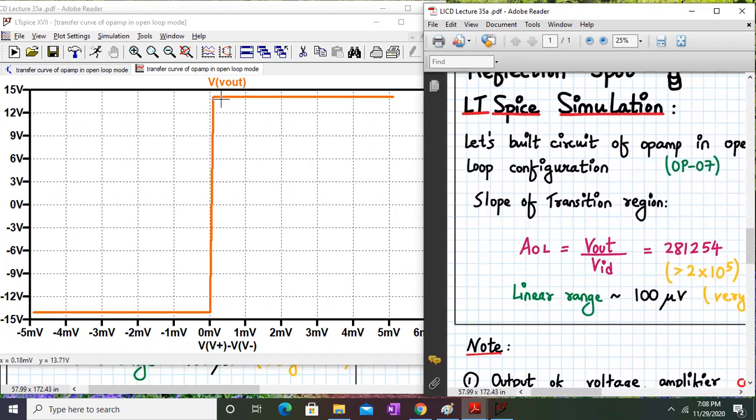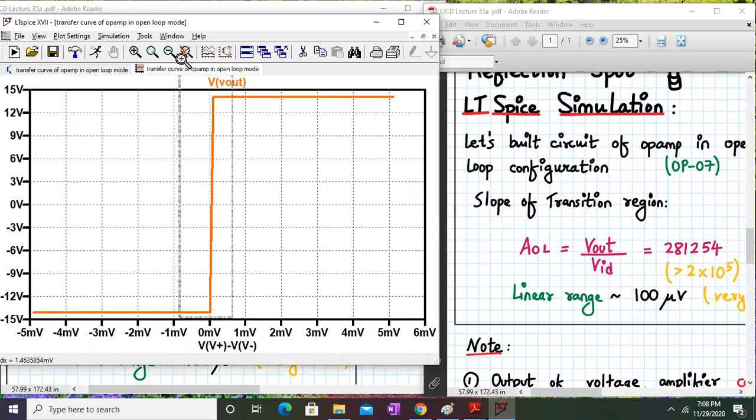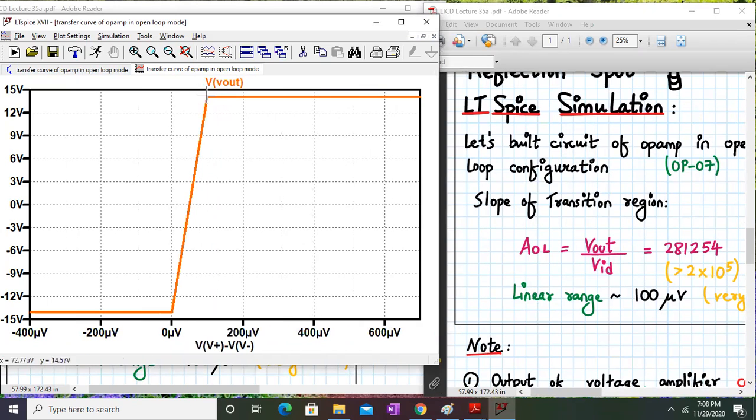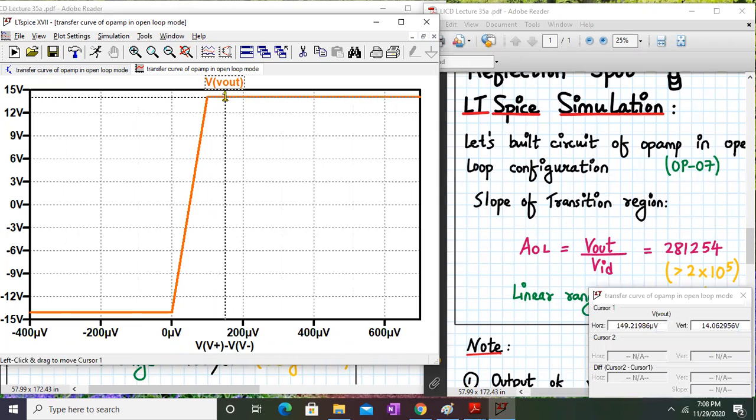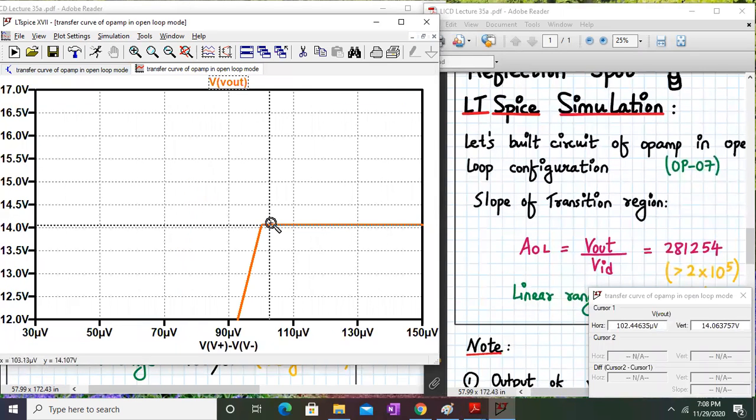Here let's first check the linear range. So I'll expand this part and let's check. It's starting from 0, and here the value is very close to 100 millivolt. Basically we can see it carefully. If I properly adjust this over here, as you can see, 100 millivolt.